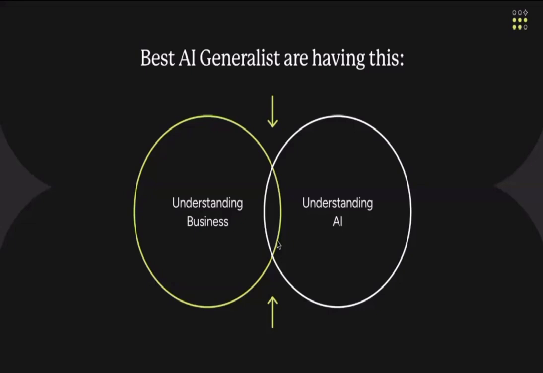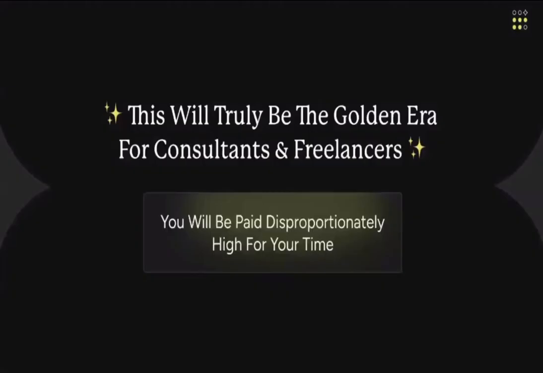So if you are an AI generalist, instead of working for one company, you all of a sudden have an opportunity to work for 5 different companies as a consultant. Instead of doing a full-time job in one company, you can work in 5 different companies as a consultant or a freelancer and make 5 times the money.